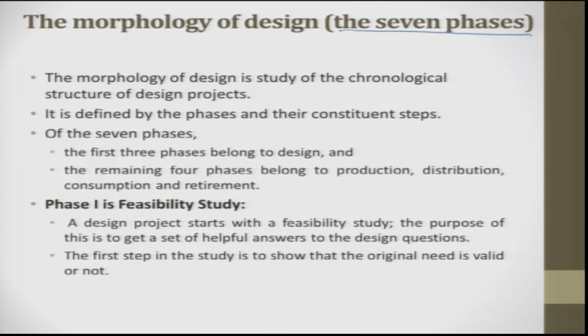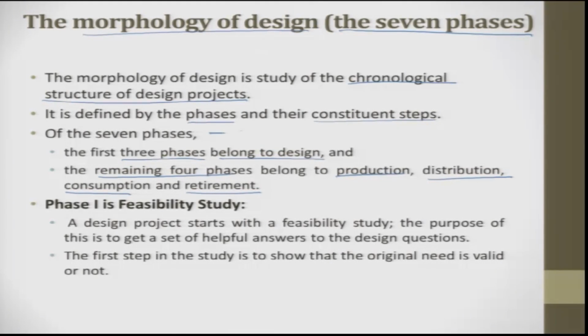So, there are 7 steps. Morphology of the design has 7 steps. That is nothing but a systematic way of solving the problem or developing a product. See, the morphology of the design is the study of the chronological structure of the design project. It is defined by phases and their constituent steps. Of the 7 phases, the first 3 belong to design and the remaining 4 belong to production, distribution, consumption and retirement. As I told you last class, retirement is also one important parameter which has to be thought of at the design stage itself.